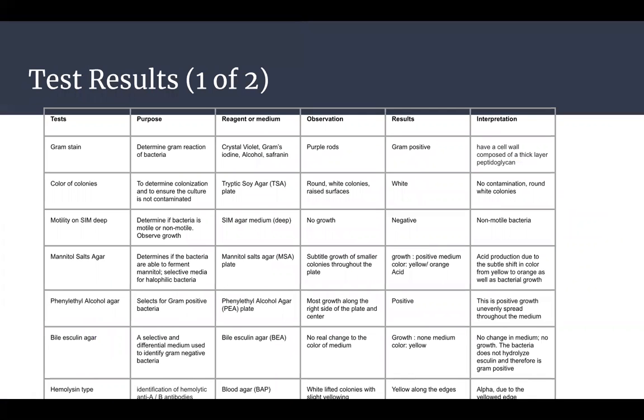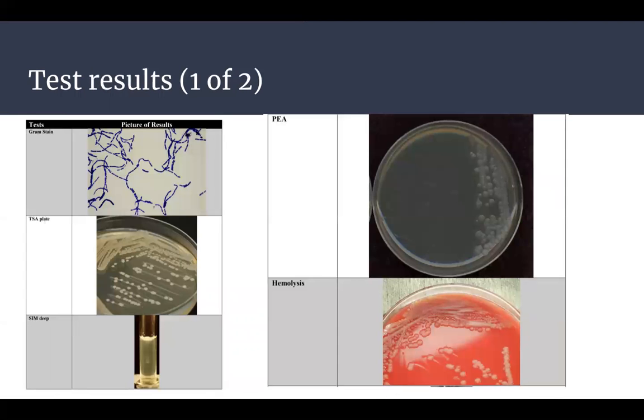This is one of two tables of all the different tests that were carried out, with their purpose, reagents, observation results, and my own personal interpretation. I just want to point out a few key tests that really made sure I was on the right track. Of course, the gram stain. If I got the gram stain wrong, there's no way I would have gotten the bacteria right. These are some pictures of the other tests, like the TSA plates, the SIM deep, and the hemolysis.